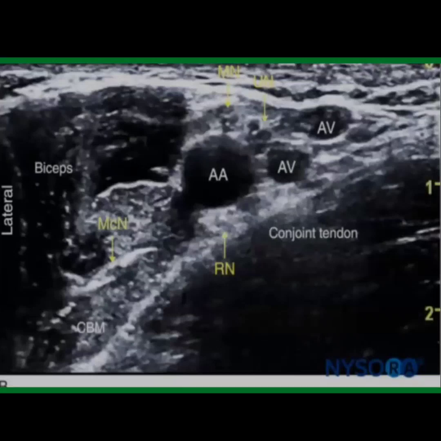And here, as you can see, the radial nerve is exactly at 6 o'clock, but it can be at 5 or 6 o'clock. It can be either directly below the axillary artery or a little medially. The musculocutaneous nerve laterally can also be seen.